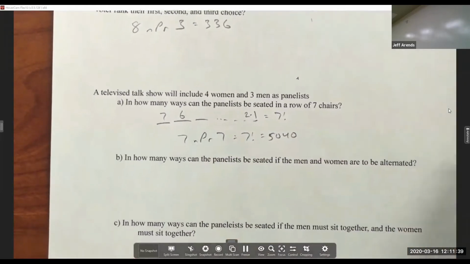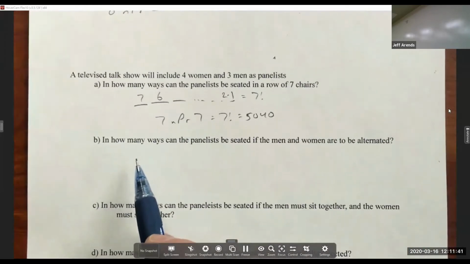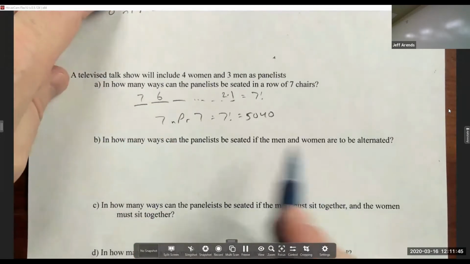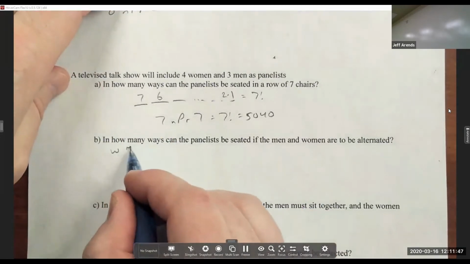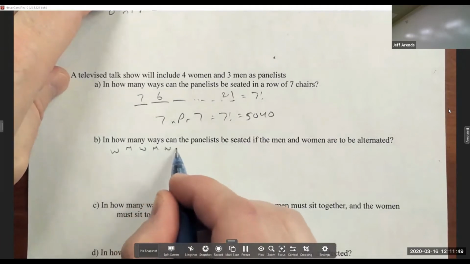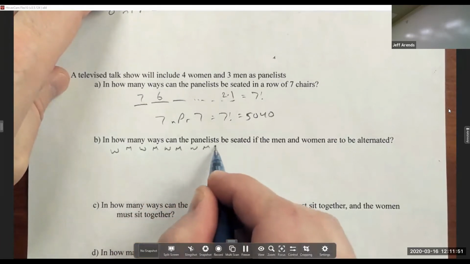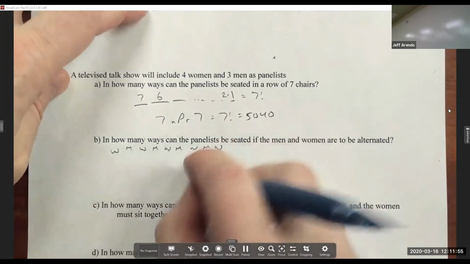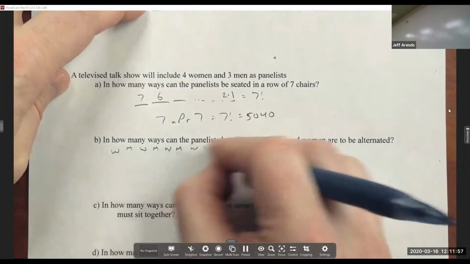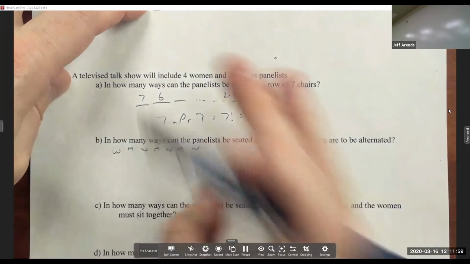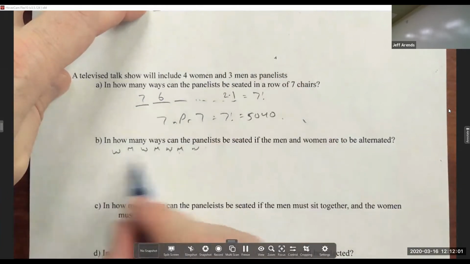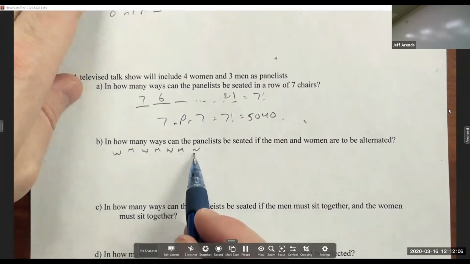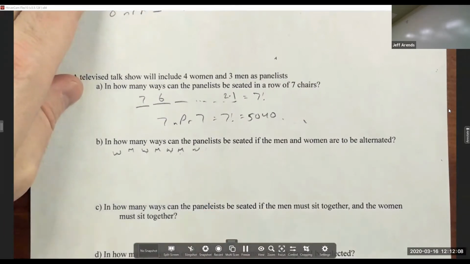All right, and how many ways can the panelists be seated if the men and the women are to be alternated? So that means I have to go woman, man, woman, man, woman, man, woman. Wait, no, it's too many. 1, 2, 3, 4 women, 1, 2, 3 men, 7 total. Okay. So if I'm to do it this way, then this gets a little more complicated.